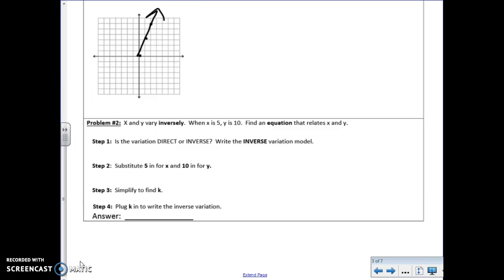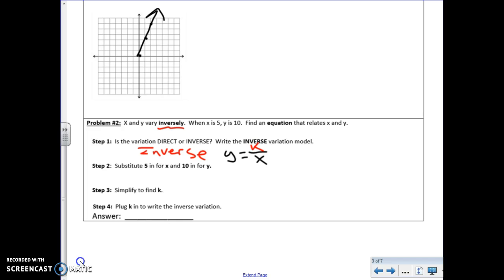Now, problem number 2 says x and y vary inversely. When x is 5, y is 10. Find an equation that relates x and y. So step 1 says, is the variation direct or inverse? Well, I read the word inverse, so I'm going to say it's an inverse variation. The inverse variation model that we learned is y equals k divided by x. We're going to use that to help us out.